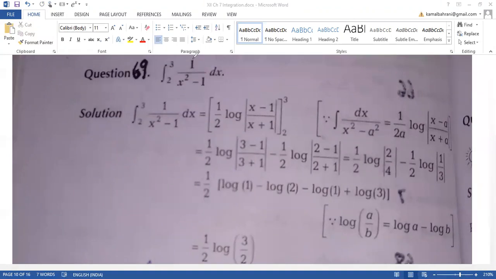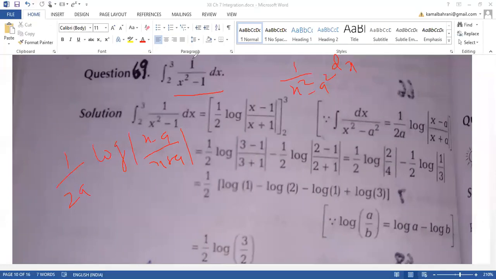Now just see, we are having the integration from 2 to 3. Lower limit is 2, upper limit is 3, of 1 upon x square minus 1 dx. This is the formula of 1 upon x square minus a square dx. What is the formula? 1 upon 2a log of x minus a upon x plus a. This formula you have to apply, nothing else you have to do.